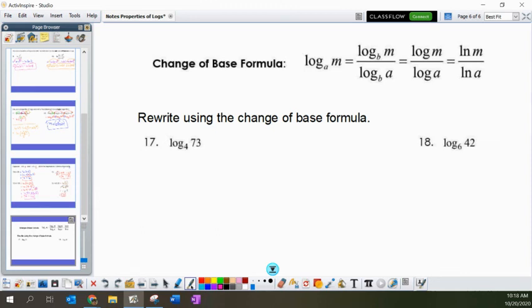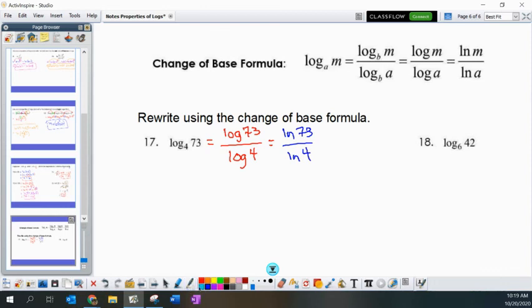Okay, so let's try this. Log base 4 of 73, well, what base do we want to change it to? I'll start by changing it to common log, or log base 10. So that would be log of 73 over log of 4. Remember, when it's common log, we don't have to write the base. It's so common, we all know it's base 10, okay? But what if I'd wanted to write it as natural log? Those are the two that they most frequently had to switch to. That would just be natural log of 73 over natural log of 4.